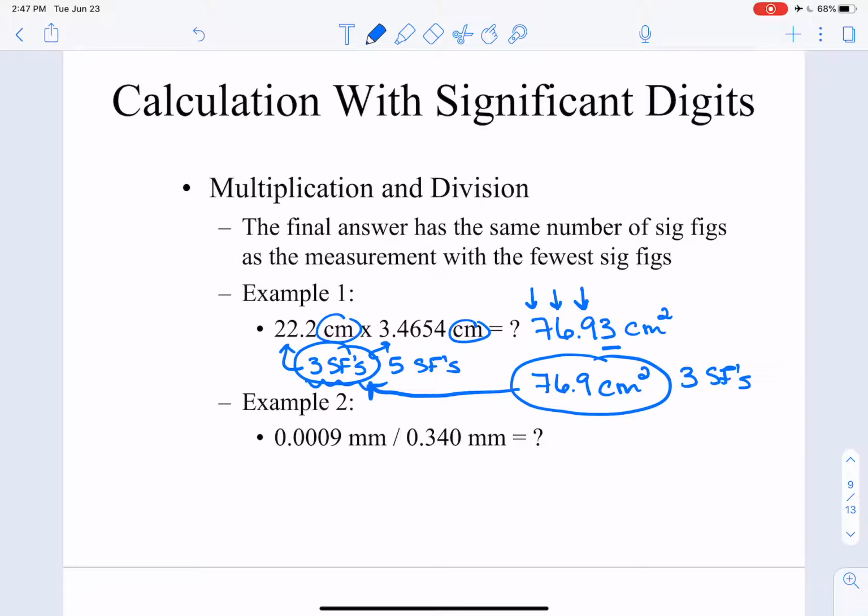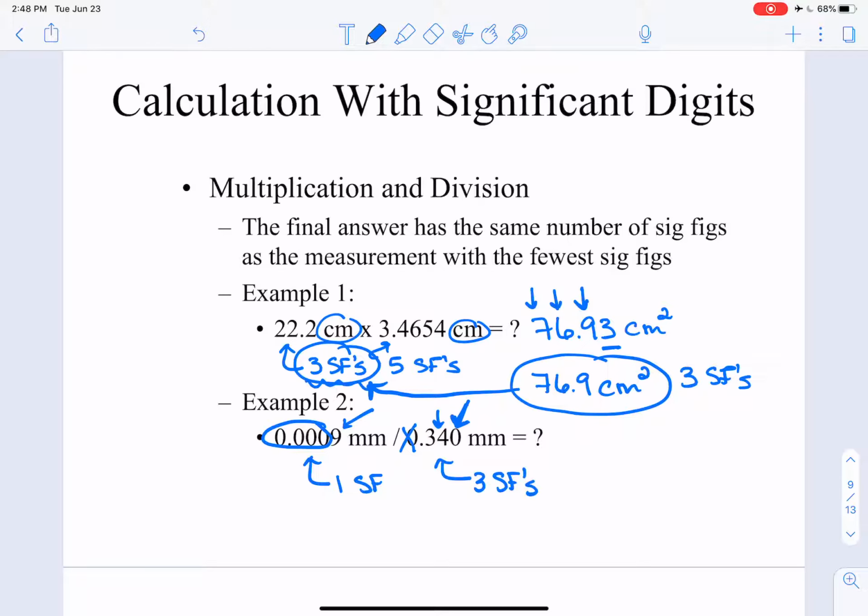Now, example number 2, we have 0.0009 millimeters divided by 0.340 millimeters. So right here, we have how many significant digits? We have 1 sig fig there. Only the 9 is significant. These zeros up here are placeholders, because if you didn't write the zeros up there, you would have 0.9, and 0.9 is completely different from 0.0009. And 0.340, how many significant digits there? We've got 3. The 0 on the front is a placeholder. This 0 all the way to the right, that's a trailing 0. That is significant. It's telling us that we're sure that that 4 is a 4 and not a 3 or a 5, but we are uncertain about this spot. So that 0 all the way to the right could be a 0 or a 1 or a 2. We're uncertain there. So there we have 3 sig figs.